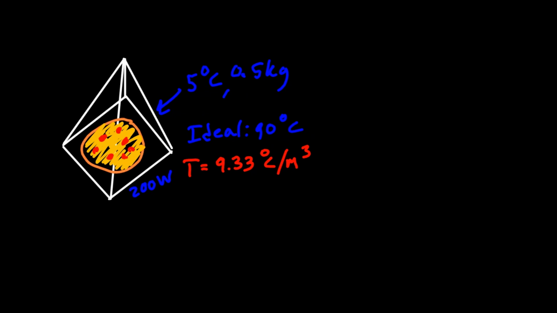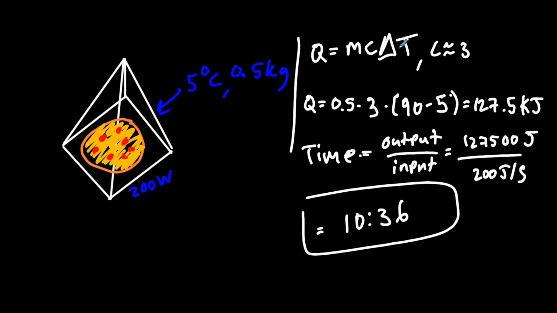So what we're going to do is we're going to use chemistry, so Q equals MC delta T. Our heat capacity of the dough and cheese is around 3. If the pepperonis were there, it would be a little bit more, but not considerably different. And then, so now all we need to do to compute how much energy we need to cook the pizza to 90 degrees from 5 is 0.5 times 3 times 90 minus 5, which is 127.5 kilojoules. And our time is going to be how much is actually needed versus how much is being supplied.